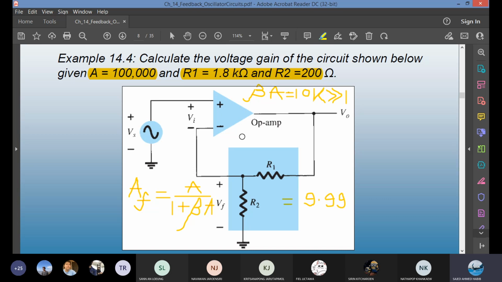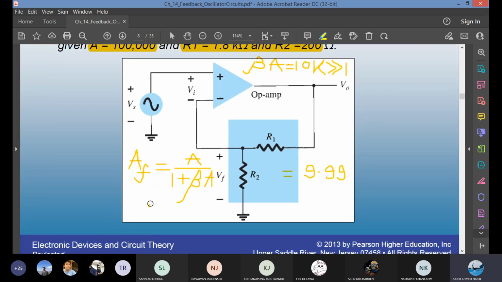If you satisfy this condition, AF, you can approximate to 1 over beta. Now, what is 1 over beta in this problem? What is the value of beta? 0.1. So beta is 0.1. The inverse of 0.1 is 10. Now, can you see what is the difference between 9.99 and 10? Not much difference. If you calculate the percentage error, I get 1% error, exactly 1% error.